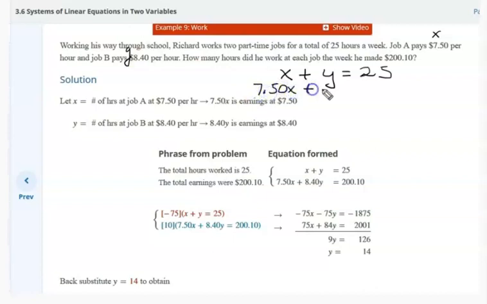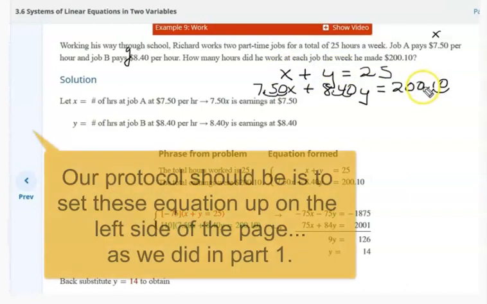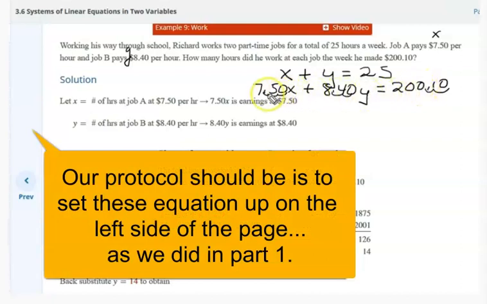So this would be 750x plus 8.40y equals his total salary, and we want to know how much time for each. So again, I would get rid of our decimals. And there are our basic two equations. Now, a couple of ways to do it.